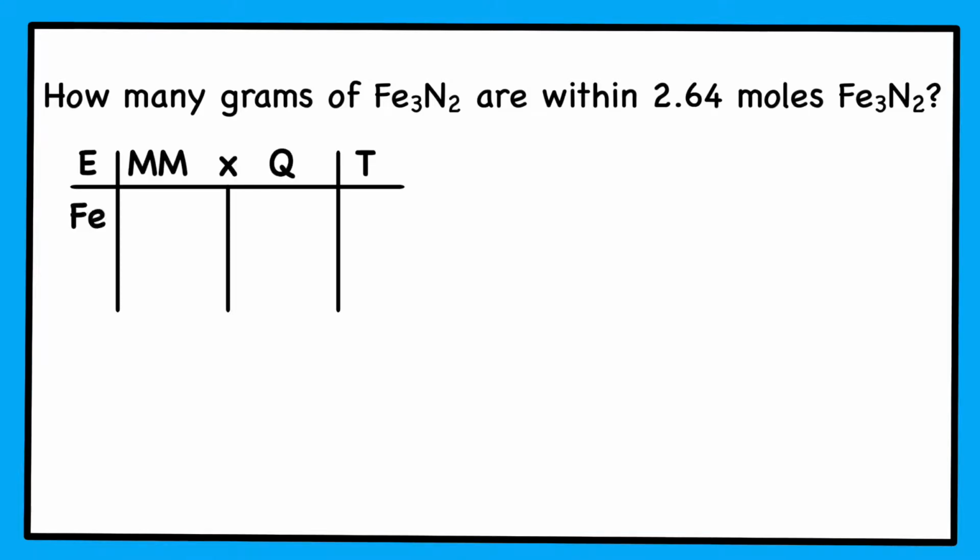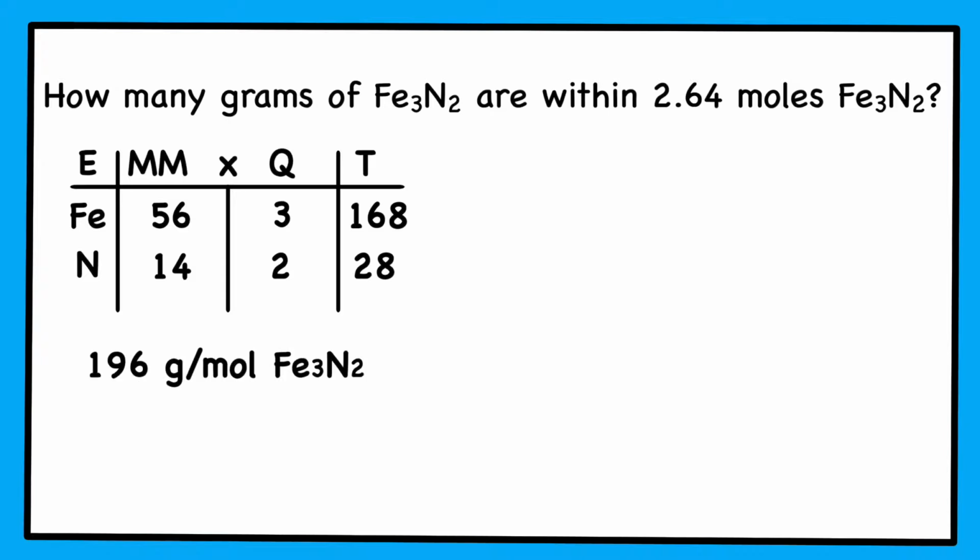Our elements are Fe and N. Their respective molar masses are 56 for iron and 14 for nitrogen. We have 3 iron atoms in this compound and 2 nitrogen atoms in this compound. So they're going to be under the quantities. This will give us 168 grams for our iron and 28 grams for our nitrogen. Our total molar mass is 196 grams of iron 2 nitride per 1 mole of iron 2 nitride.